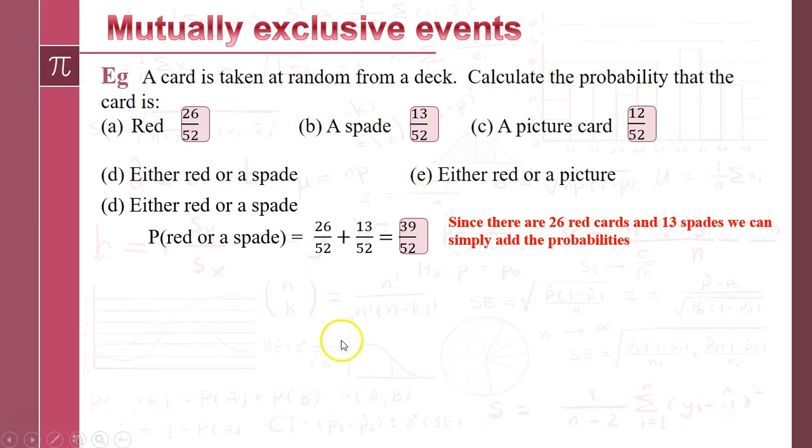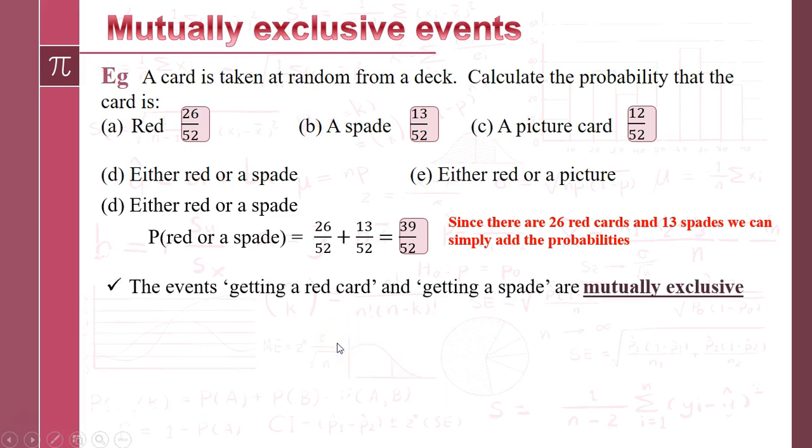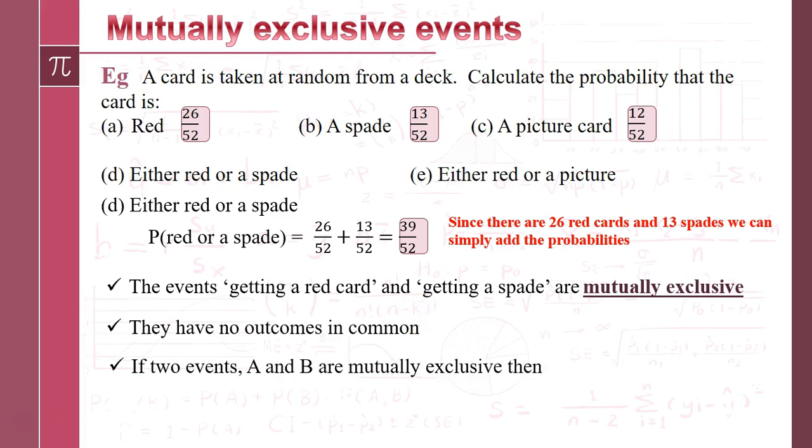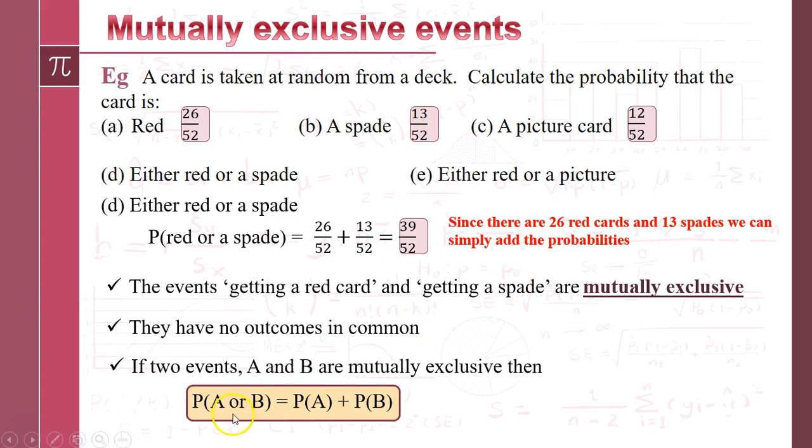And the point I really wanted to make with all of this is that if we get those two events, getting a red and getting a spade, they're referred to as mutually exclusive, which basically just means they've got no outcomes in common. It's not possible to get a red card that is also a spade. So there's no way you can pick one card and have both of those outcomes occur. And if we've got two events that are mutually exclusive, then the probability of A or B, either of those things happening, is simply the result of adding together the two probabilities. Now that might seem fairly obvious in this simplistic example, but we need to be careful when we're thinking about whether events are mutually exclusive or not mutually exclusive. And we'll see that a bit later on.